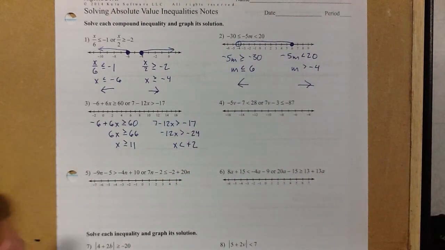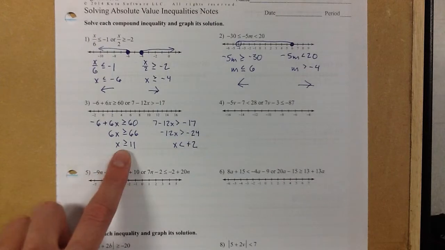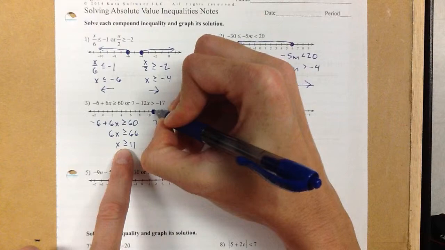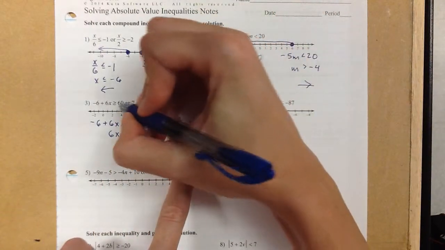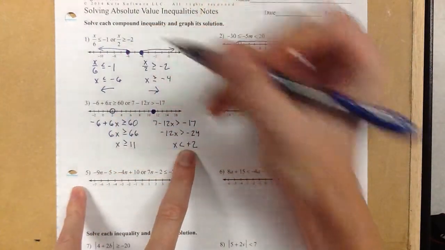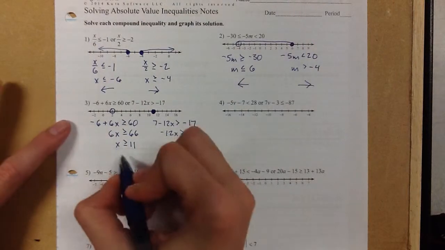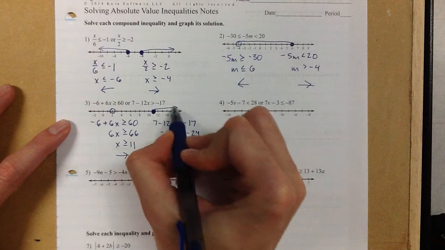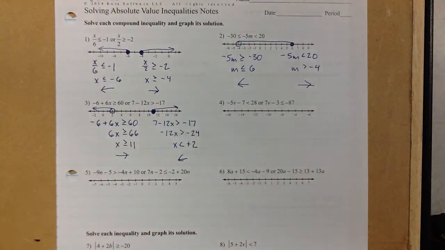Okay, so I have a closed point at 11 and an open point at 2. And since my variables are on the left, it's going to tell me which way to point my arrows.